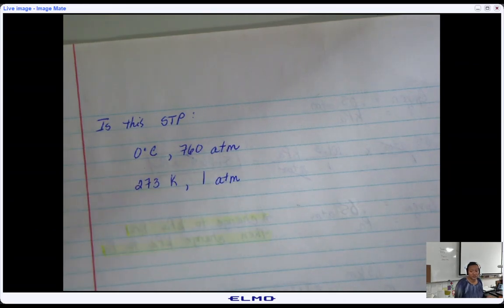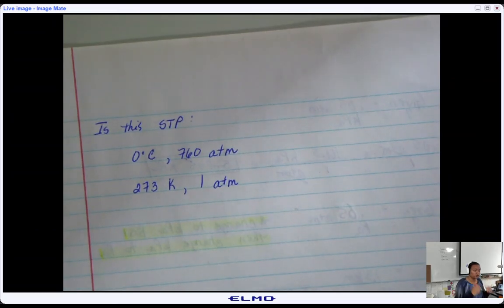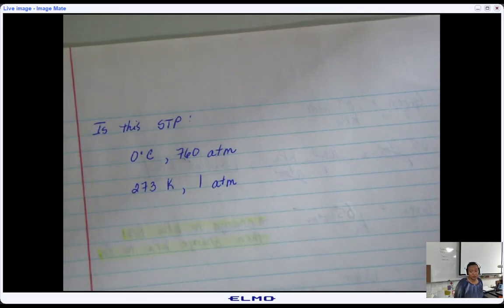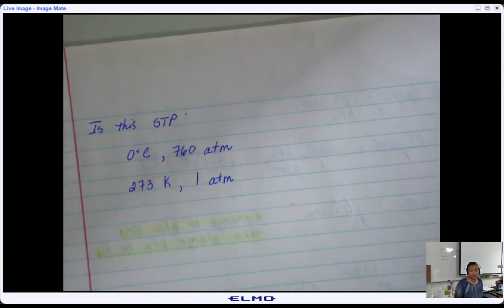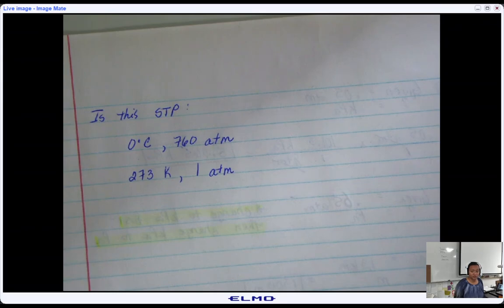So you may have questions like that where it's asking you, is this STP or not? Choose which one. If you're given a list, A, B, C, D, which one of these is a STP? Are there any questions?